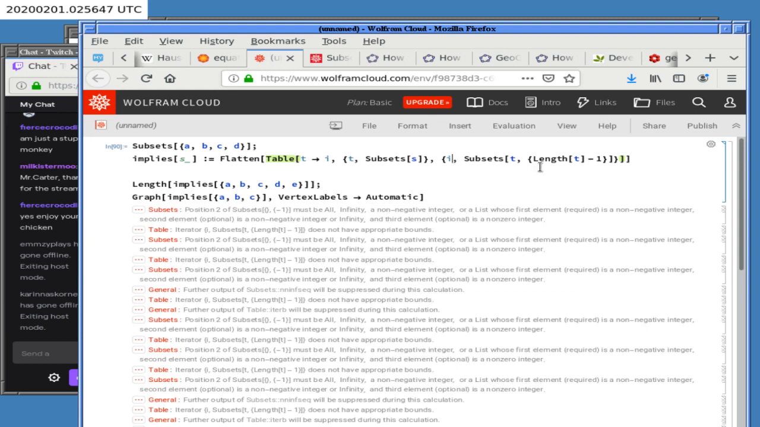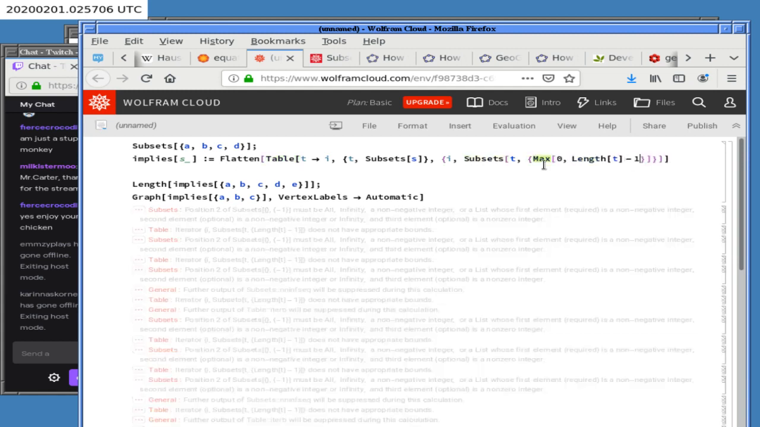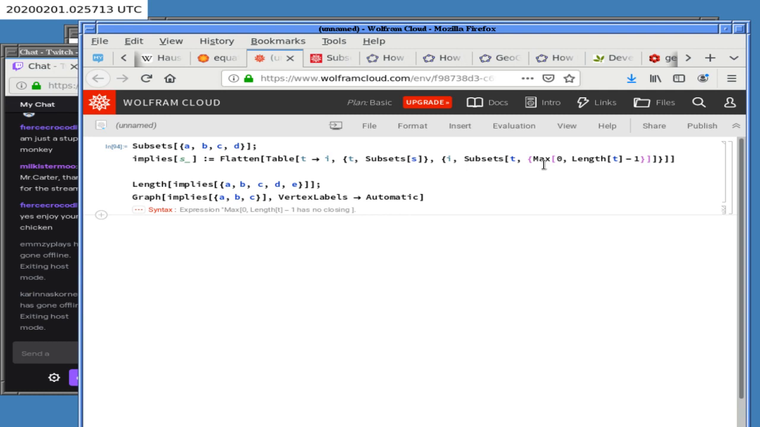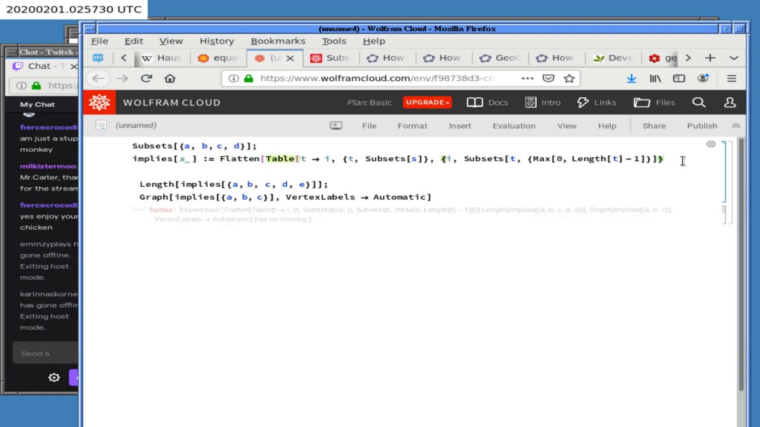We could keep tweaking. The problem here is length t minus 1 could be a negative number. And to avoid that, we could say the max of this and 0. I don't think that's helpful. That'll get rid of the error, but now we're just solving a problem by creating more problems. Max of 0, length t minus 1, end the max, end the list, end the subsets, end the table, end the flatten.